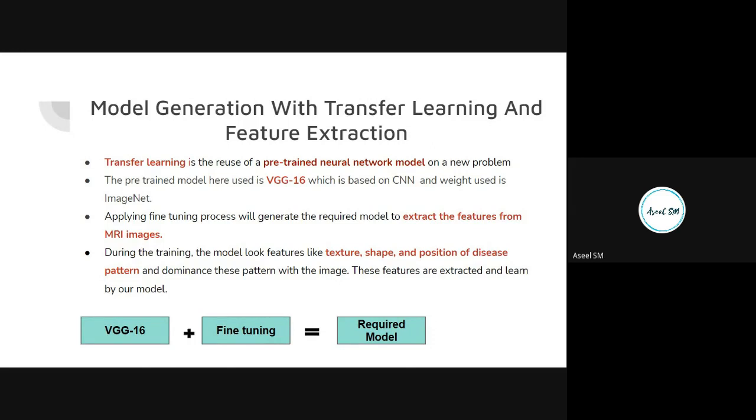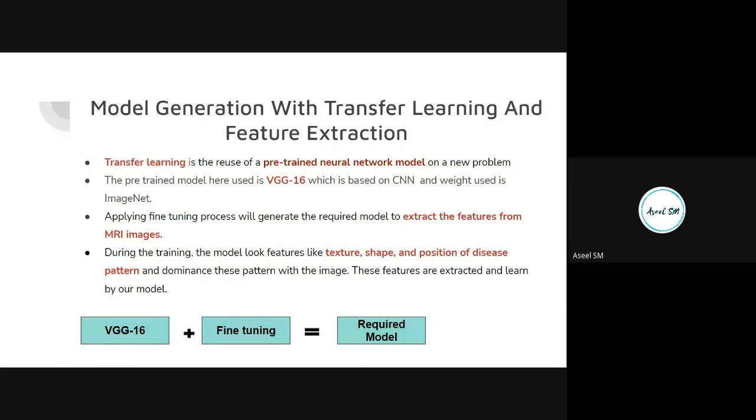So it will have high efficiency. We'll take that model and make some changes to it, and we'll use it for our scenario. For us, it is medical image processing. So I took VGG16, which is a model generated by Oxford University and trained on ImageNet. ImageNet has 10 million data, and it is trained. I'll be doing some fine tuning to our VGG16, so we can get our required model for our MRI image feature extraction.